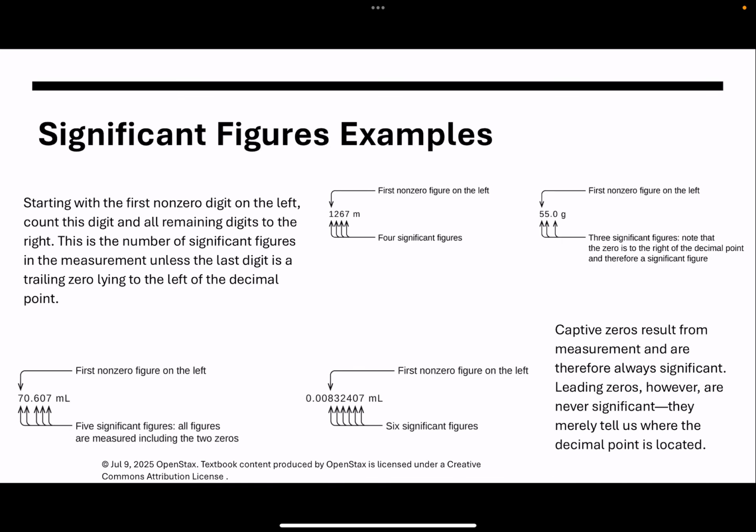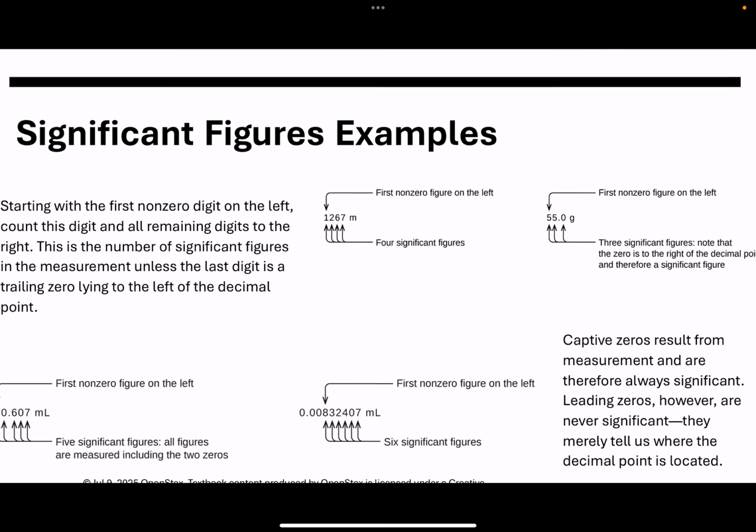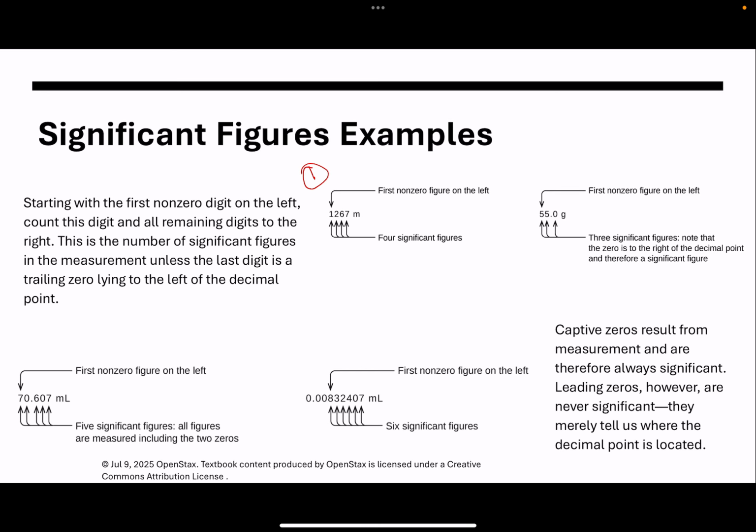Starting with the first non-zero digit on the left, count this digit and all remaining digits to the right. This is the number of significant figures in the measurement unless the last digit is a trailing zero lying to the left of the decimal point. So let's look at this. And I promise the more you practice on this, the better you will get at it. And I will continue to help you throughout, especially in our first few labs, talking about how many significant figures we have in a measurement or an estimation. So let's look at this one first.